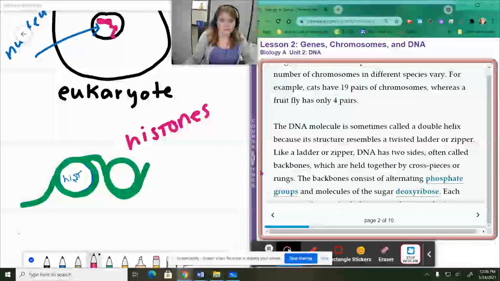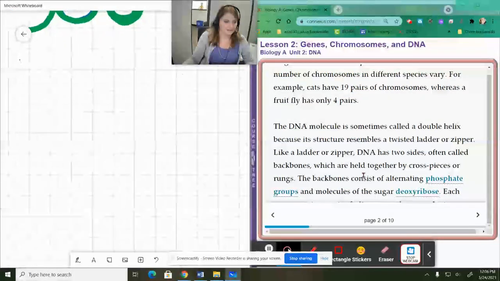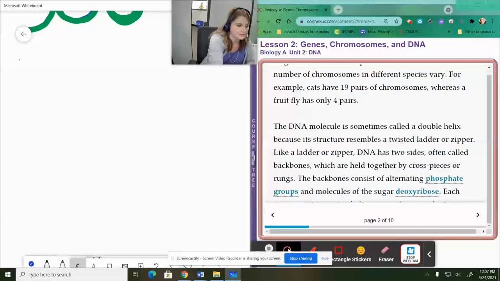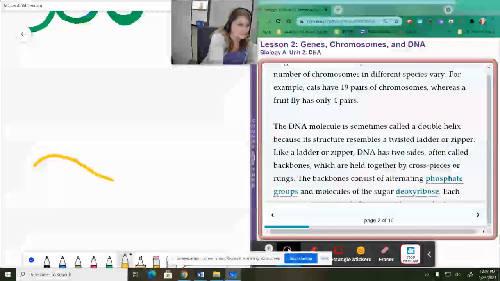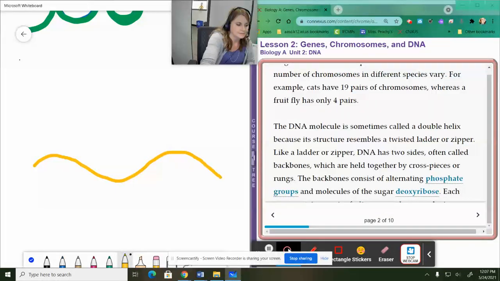The DNA molecule is sometimes called a double helix because it resembles a twisted ladder or zipper. So it has two different sides to it. When you look at a DNA molecule, you're often going to see a picture that looks kind of like this, where it has, and I'm going to color these slightly different so we can see.